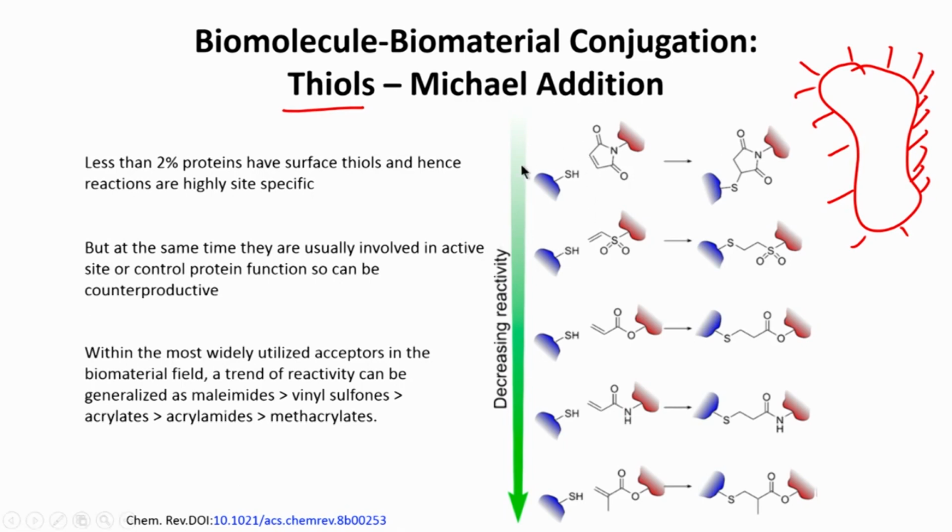And then of course, it has different rates of reactivity. So, thiol maleimide is a faster reaction than, say, the thiol methacrylates. These are some things that you will have to consider when you do these reactions.